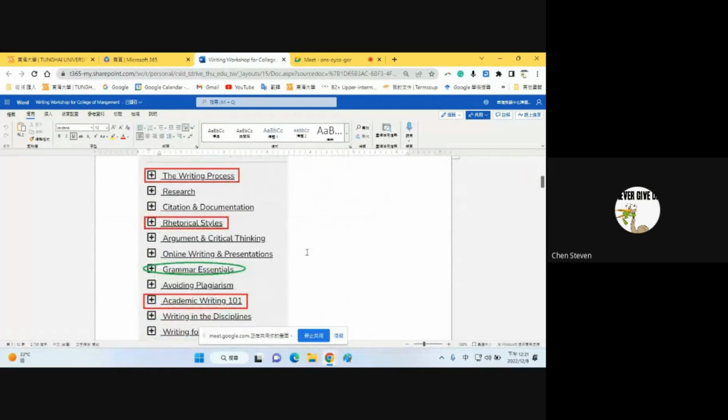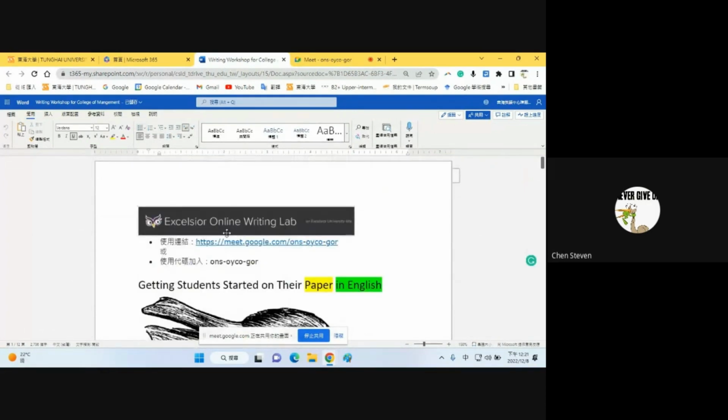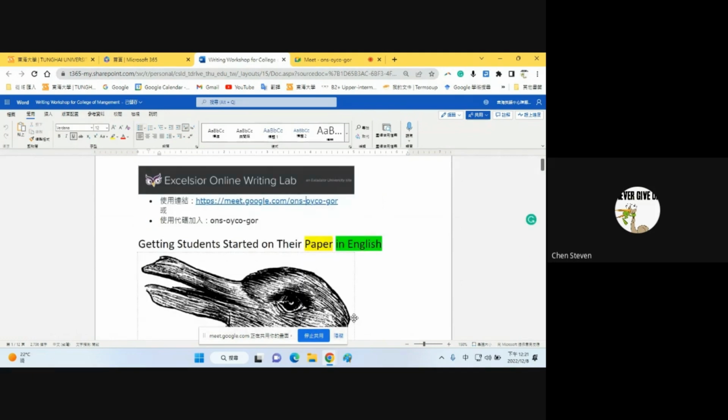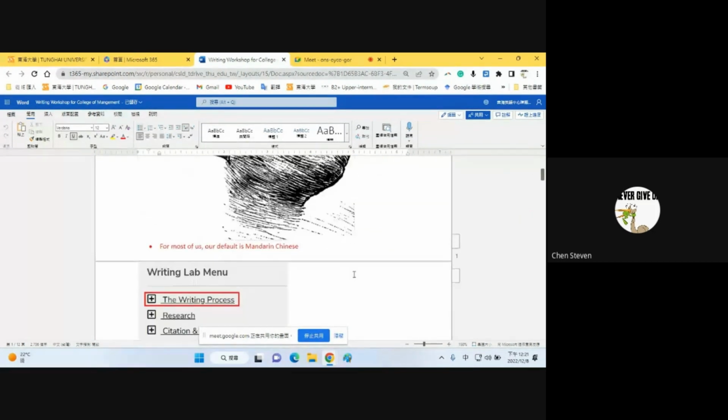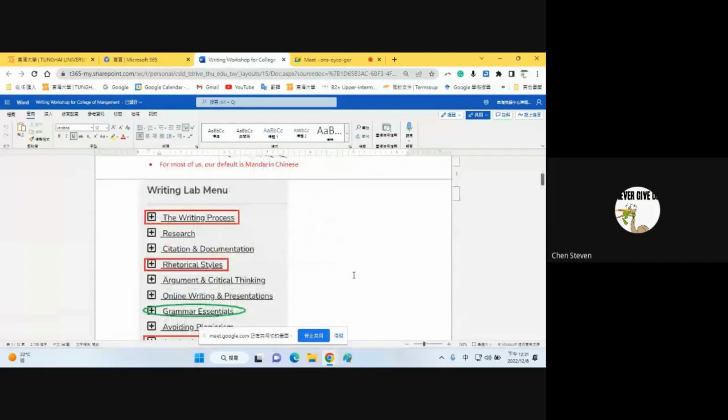And then, for the paper part, okay, I managed to find the Excelsior Online Writing Lab. It's a free resource, okay, and the students can access it. And I also asked our teaching assistant to give you the link of the handout today. So when you receive this, you could click the link, and then you could explore a little bit more. Okay, but without further ado, let me begin.